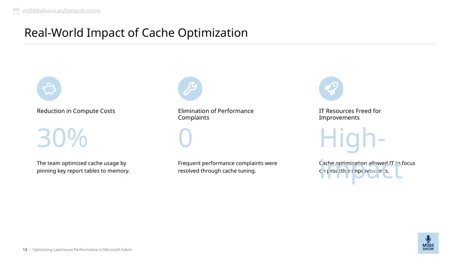One of the most significant outcomes has been the elimination of performance complaints. Many of these issues were resolved simply by fine-tuning the cache, leading to a much smoother user experience. And on the cost side, we've achieved a 30% reduction in compute costs. This was made possible by pinning key report tables into memory, which optimized cache usage and improved efficiency.